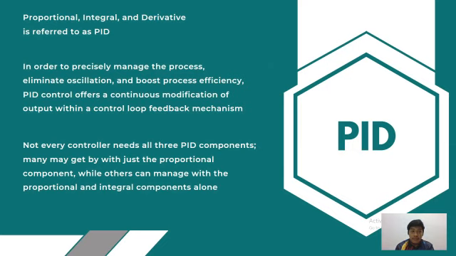Next is the PID. It stands for proportional, integral, and derivative. In order to precisely manage the process, eliminate oscillation, and boost process efficiency, PID control offers a continuous modification of output within a control loop feedback mechanism. Not every controller needs all the PID components. Many may get by with just the proportional component, while others can manage with the proportional and integral components alone.